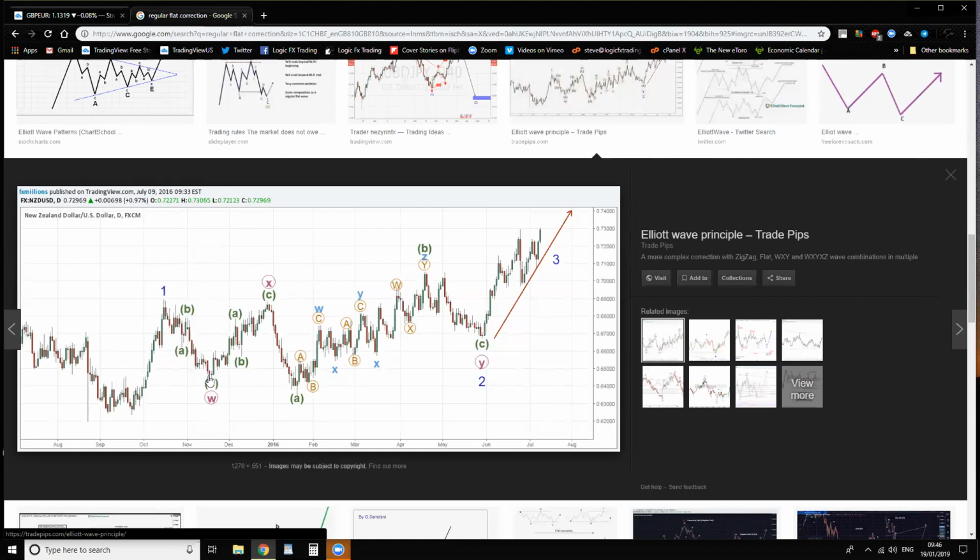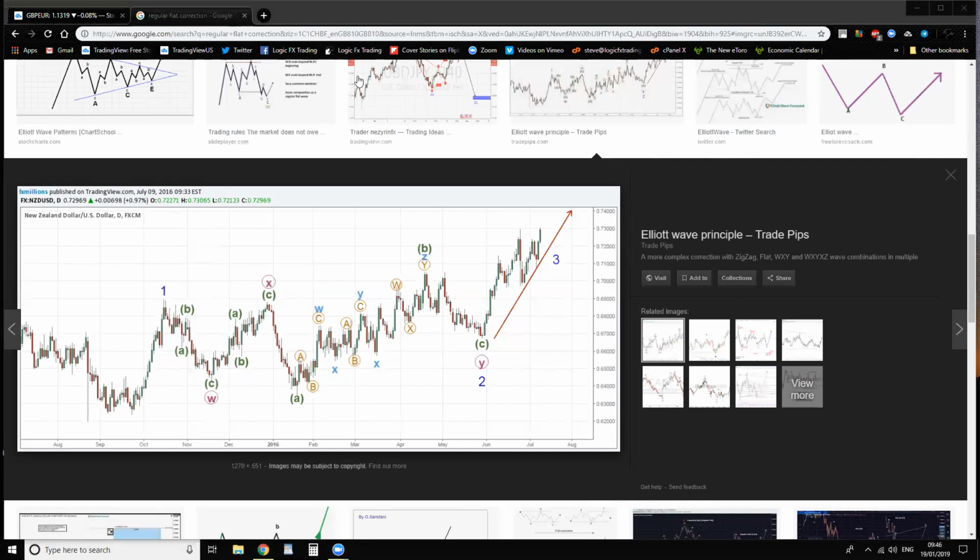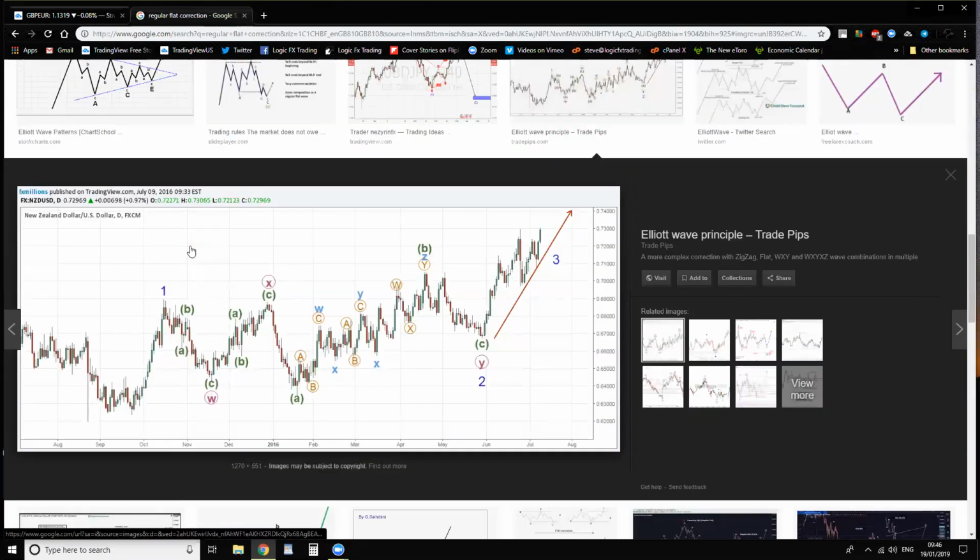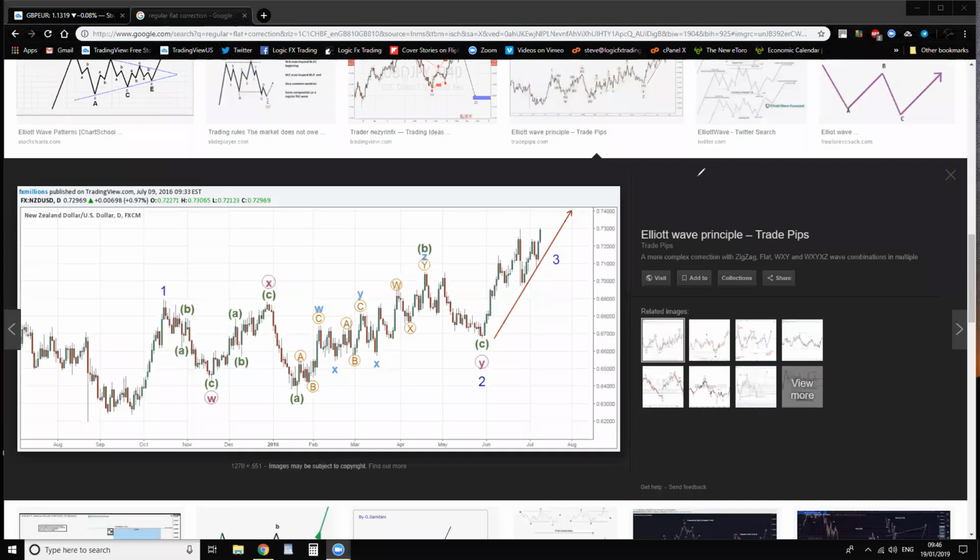Now, in this case, and this is often what can happen, they've had an A, B, C, a little zigzag, as we said, where, let me just draw on this. Okay, so we have a little A, B, C, a little zigzag, an A, B, C, another little zigzag, and then we've an impulsive move there.